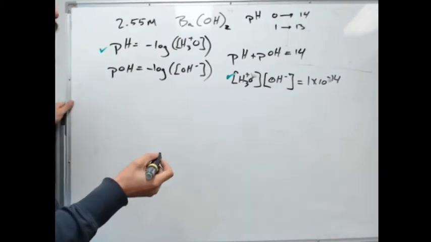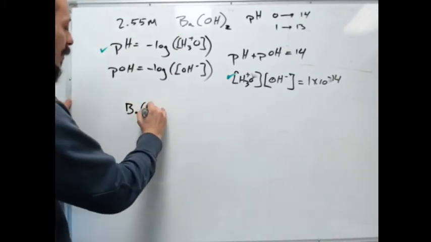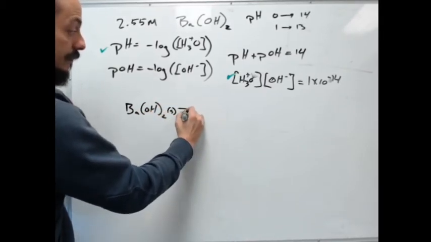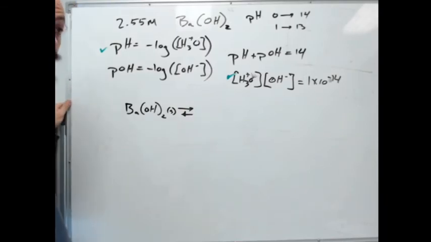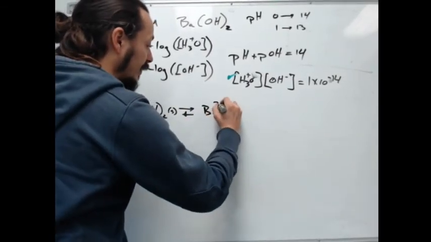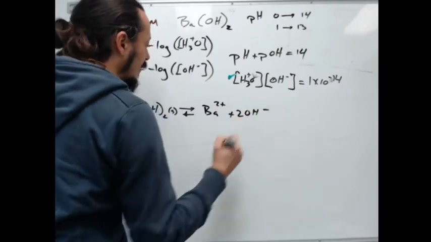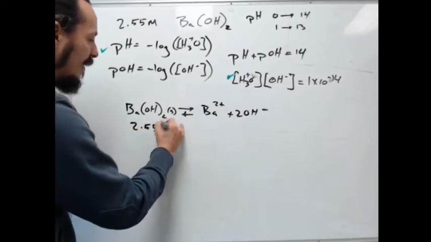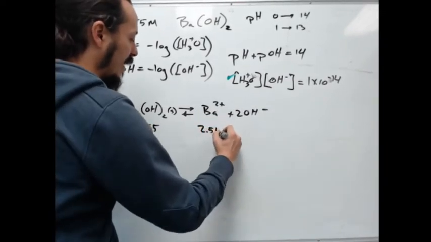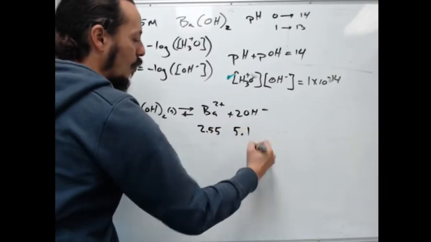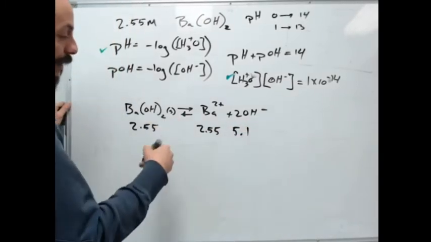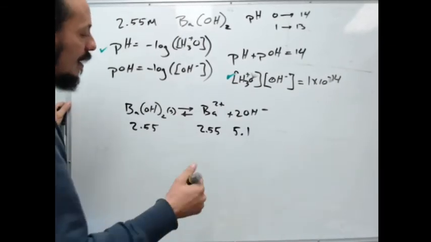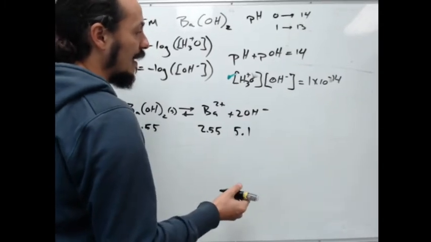So let's go ahead and do this one. Barium hydroxide, soluble in water, what's going to happen to it? It's going to dissociate. We're going to get barium 2 plus. We're going to get 2 OH minus. Let's do this for 1 liter so it's easy. 2.55 is going to go to 5.1 moles per liter. If we're doing this for 1 liter, molarity and moles are the same. So my OH minus concentration is 5.1.